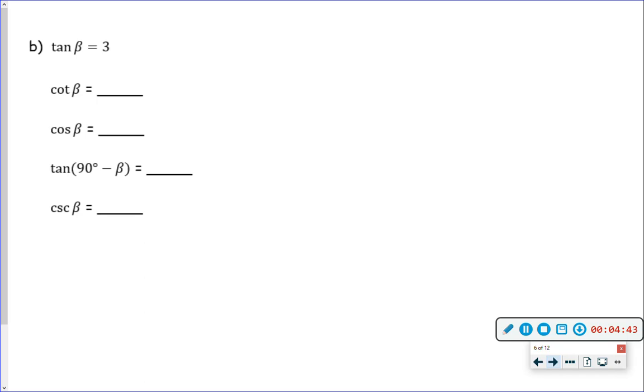Okay, let's do what we can do here off the given. Tan of beta is 3, so we can do the cotan.